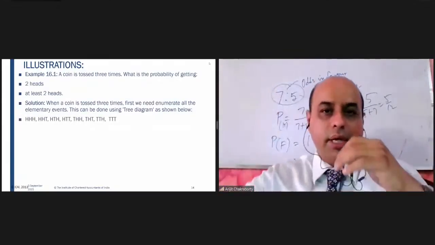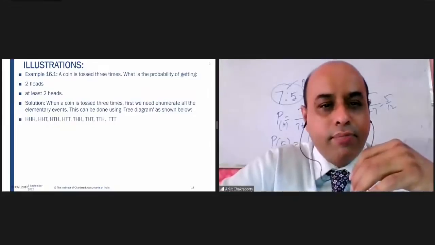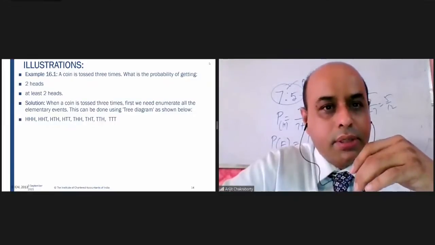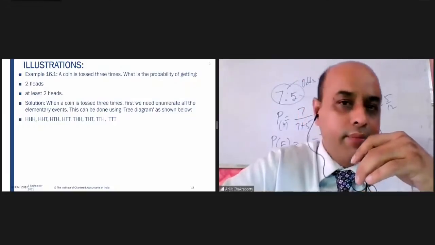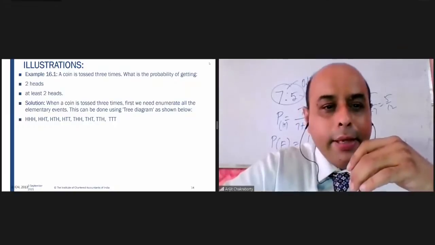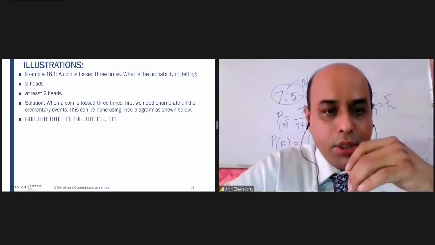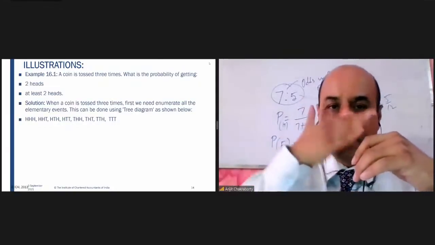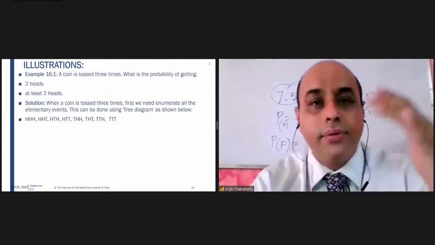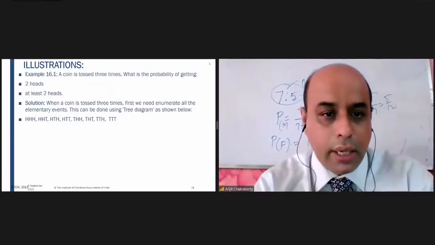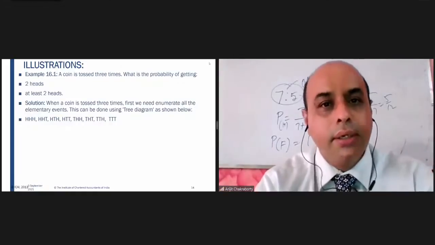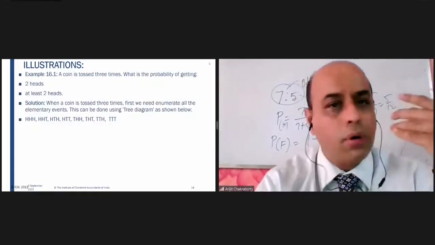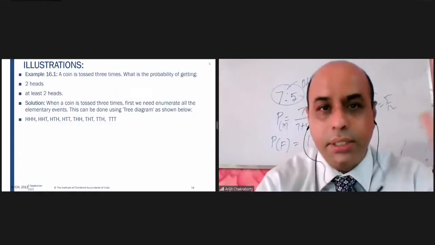Now please see the slide. The possibilities can be HHH. That means the coin is tossed 3 times. Each time you get a head. It can be head, head and tail. It can be head, tail, head, HTH. Then HTT, head, tail, tail. Then it can be THH, tail, head, head. It can be tail, head, tail, THT. TTH, or it can be all 3 can be tails, TTT, right?